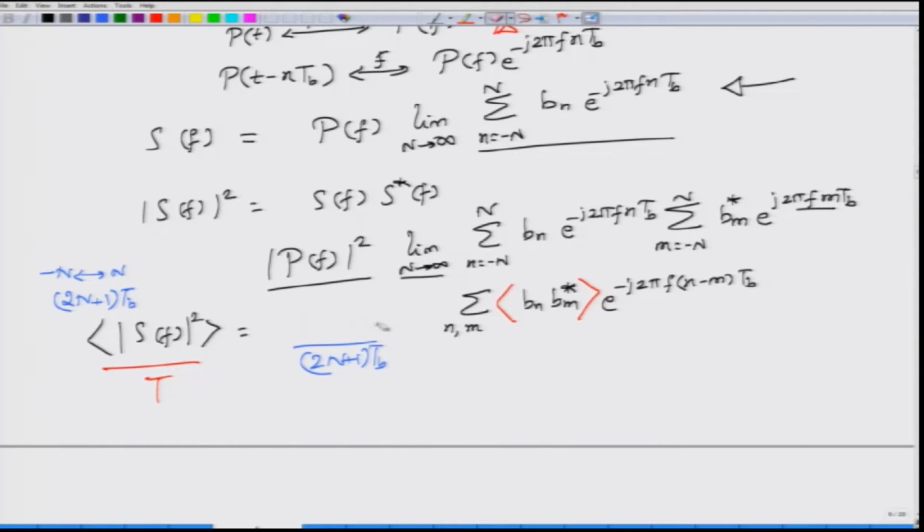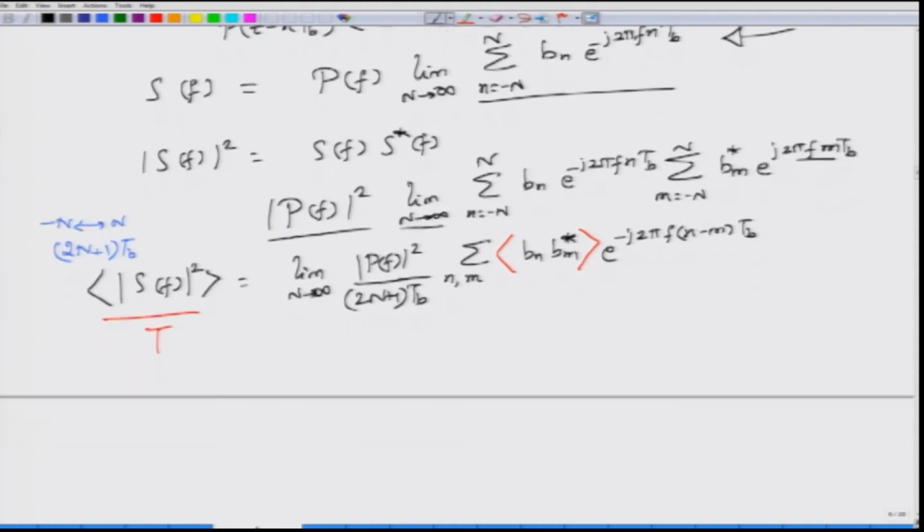So, I can just do this one, rewrite the whole thing. I will write this as limit of n going to infinity, P of f magnitude square divided by (2n plus 1) into Tb. Please note that the denominator is increasing. If the numerator becomes finite and the denominator keeps on increasing, then the PSD might actually be equal to 0. Let us see whether that would be the case.